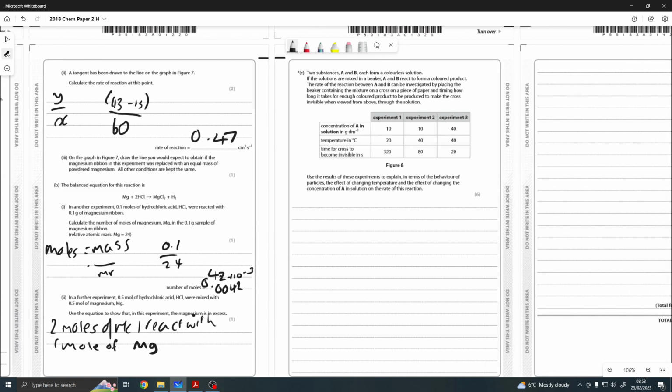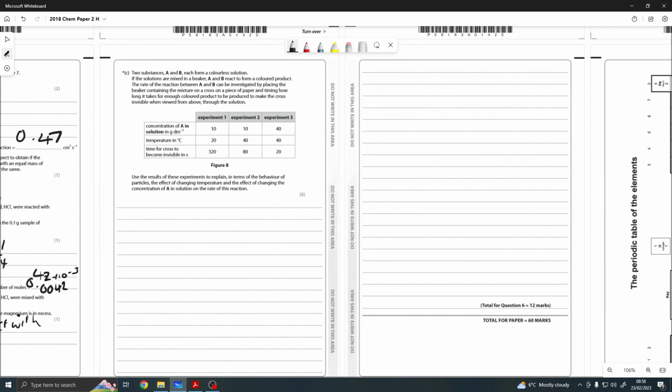Finally, the last one, the coup de grace, the 6-mark question. As I've said in previous videos, I like these in Edexcel because you get 2 questions in one. You get to talk about 2 things at once. So, let's see what's going on here. We've got concentration of A being 10, 10, then 40, the temperature being 20, then 40, then 40, and the time for the cross to become invisible.